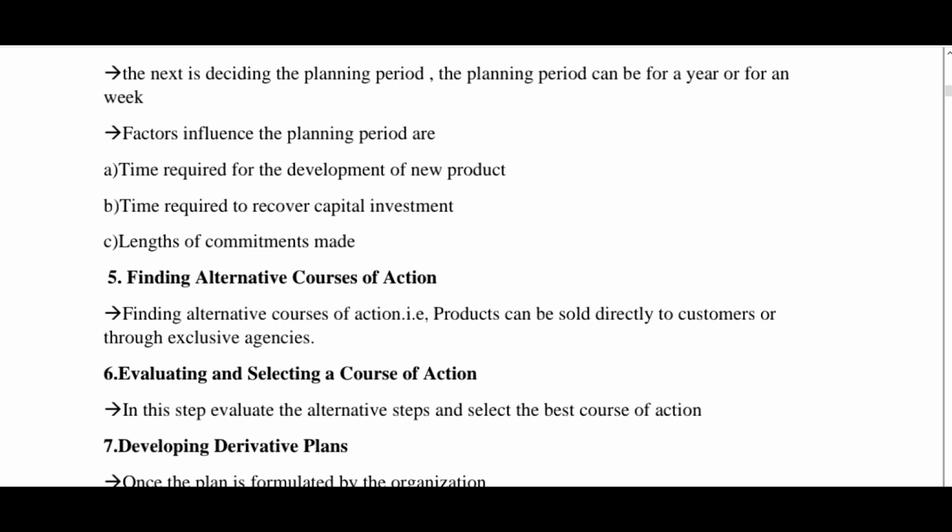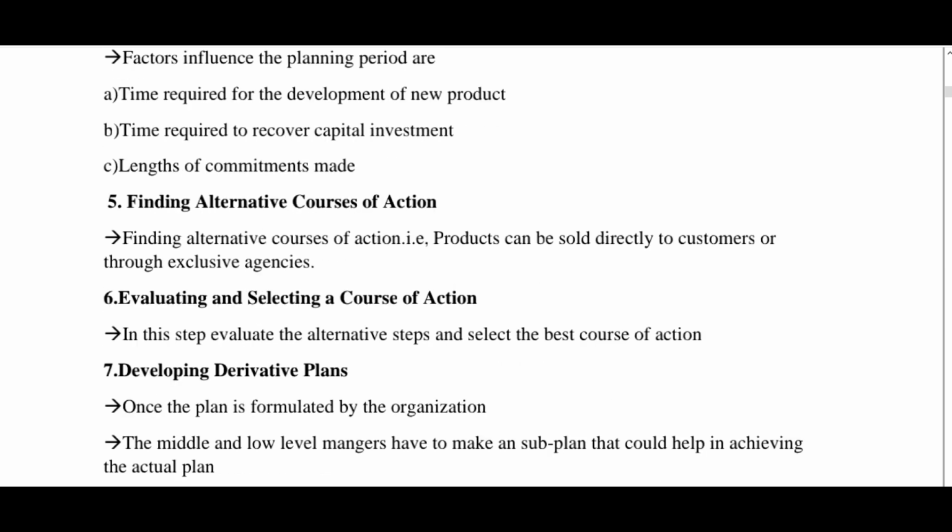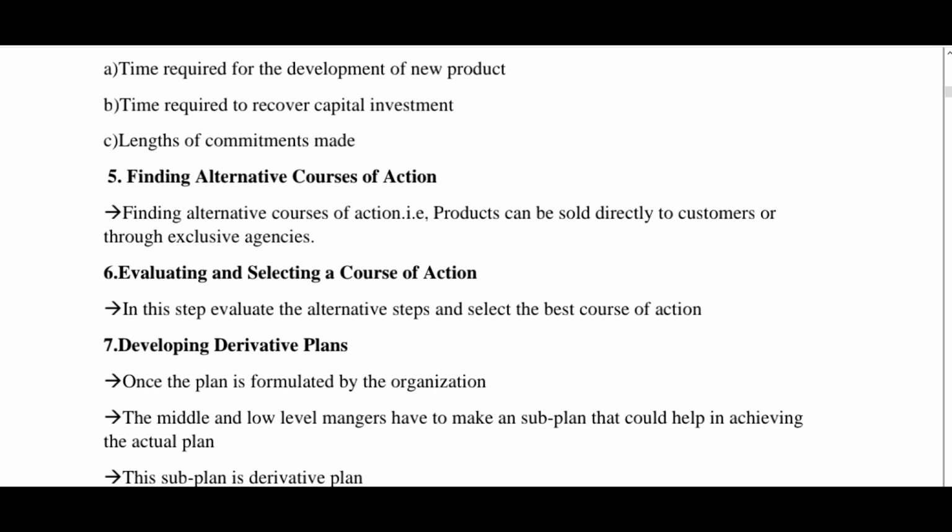Length of commitment made. For any other businesses, we have made commitments, like say we have said government will give you 10 cars or 20 cars. These commitments will also affect the planning period. Finding alternative course of action. Suppose we have created a car, we can sell it directly to customers or through agencies. This is a simple definition.